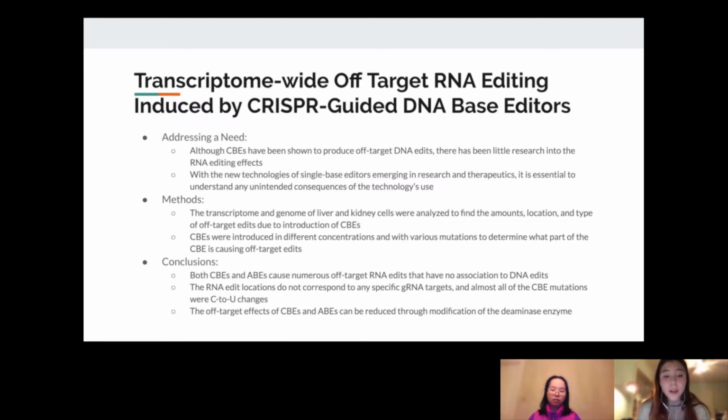Throughout this paper, they did find that both CBEs and ABEs cause numerous off-target RNA edits that have no association to DNA edits. This is important because we want to make sure that these edits we're seeing are made directly to the RNA and are not just unintentional DNA edits that were transcribed to make mistakes in these RNAs. The RNA edit locations don't correspond to any specific guide RNA targets, and almost all of the CBE mutations were C to U changes. The off-target effects of CBEs and ABEs are also shown in this paper to be able to be reduced through modification of the deaminase enzyme. So let's get into it.